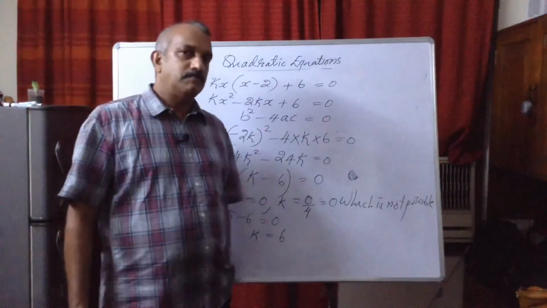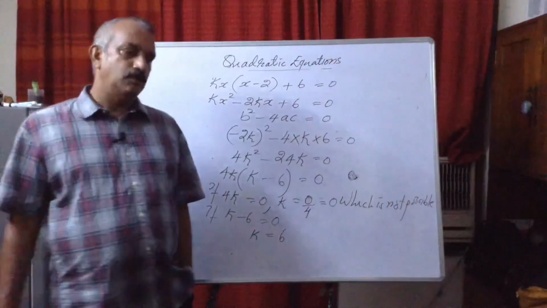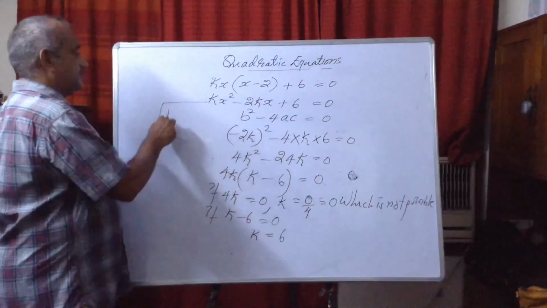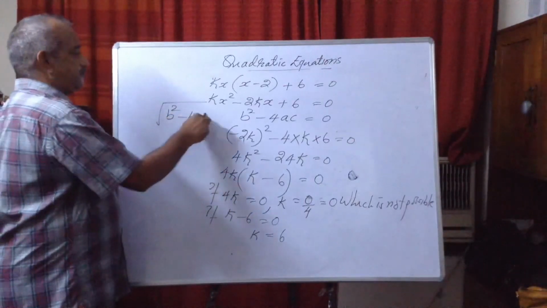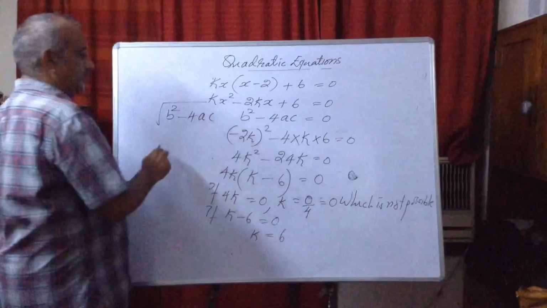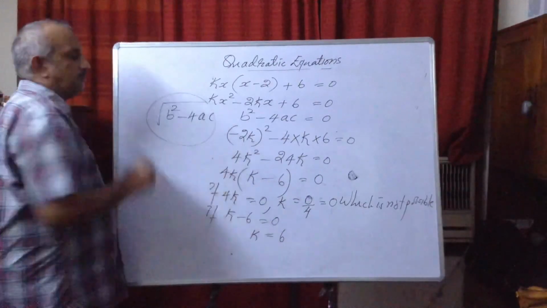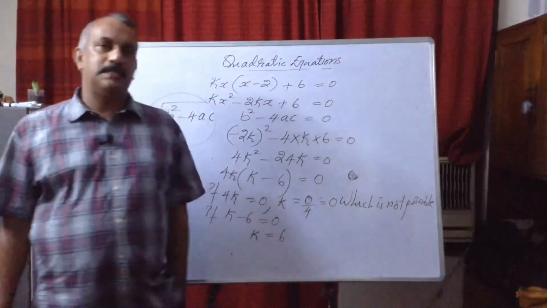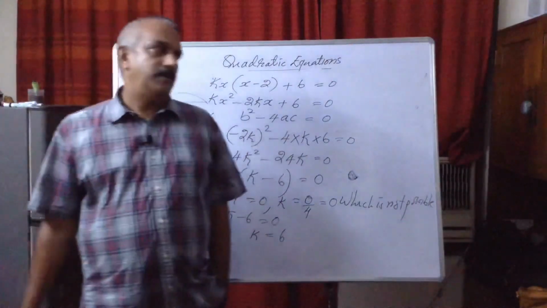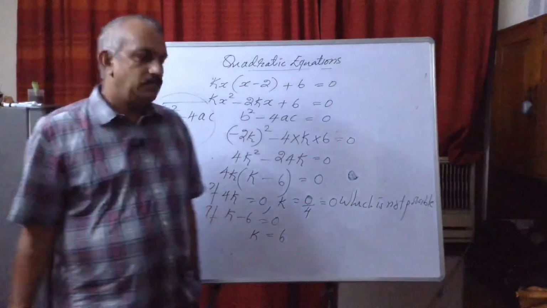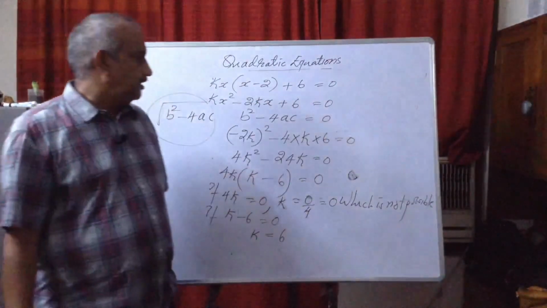And if b square minus 4ac is less than 0, then it is not defined, because in the formula we get root of b square minus 4ac, and the root of a negative number is not defined. So if b square minus 4ac is less than 0, it is not defined. So depending on the question you have to do. It is very simple only. Okay, the chapter is over.